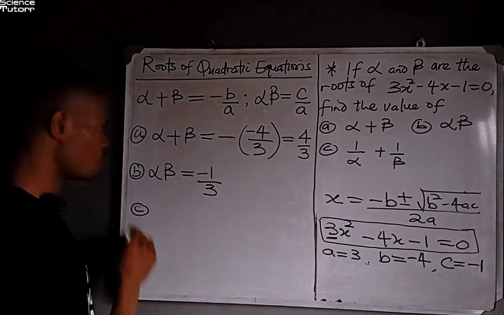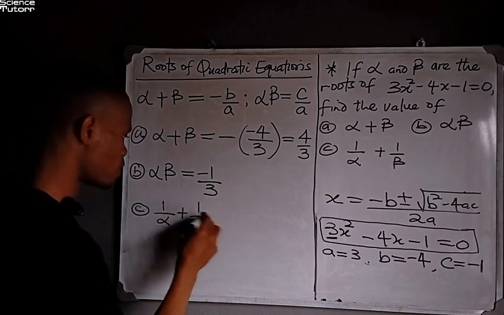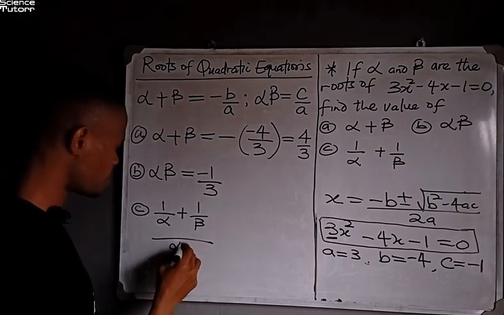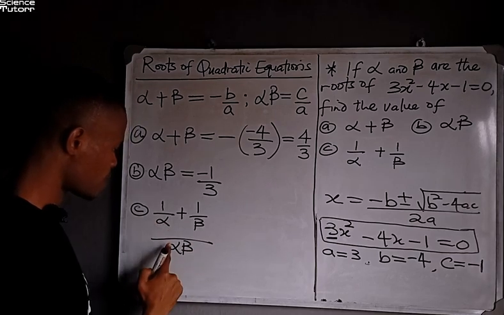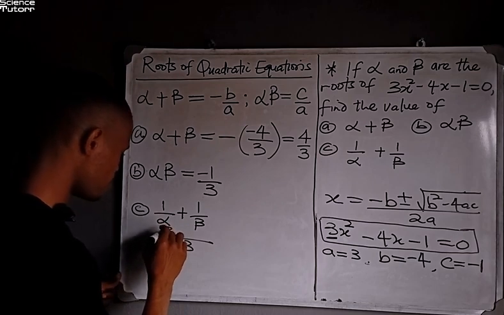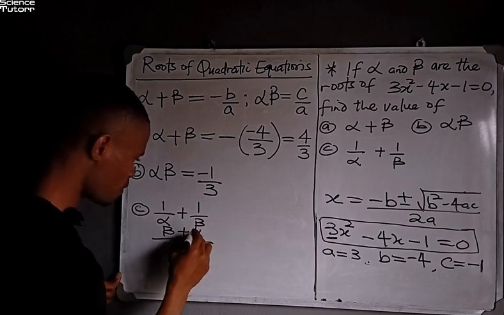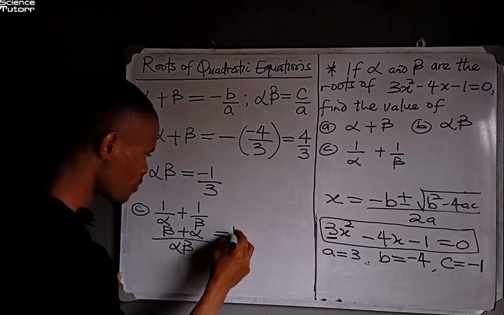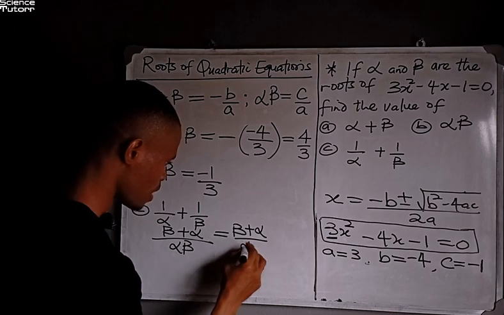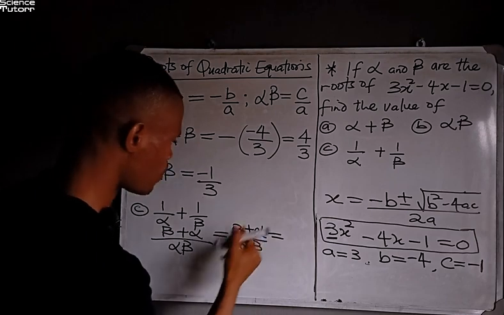In the third case, we are told to find 1 over alpha plus 1 over beta. In this case, we go with the LCM, and the LCM is alpha beta. Alpha cancels alpha, we are left with beta times 1. Beta cancels beta, we are left with alpha. So at the end of the day, we have beta plus alpha all over alpha beta. Beta plus alpha also means alpha plus beta.